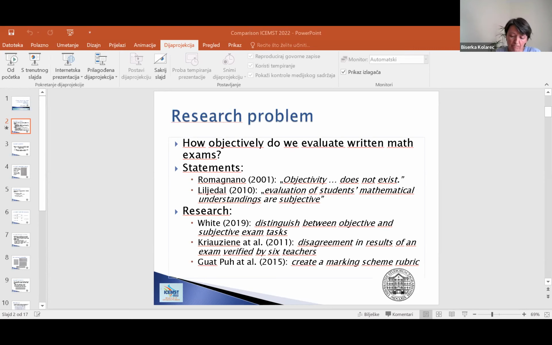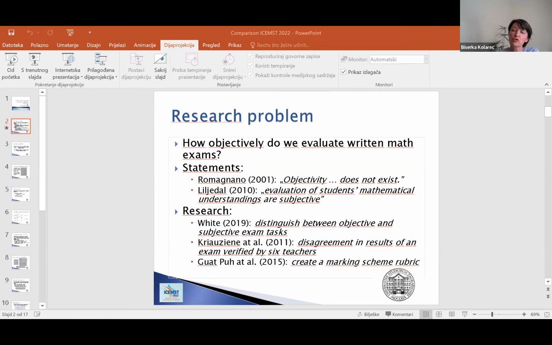So there are many opinions on objectivity, from the ones that say that it doesn't exist, and the others that say that it is hard to achieve and that we will always have somehow subjective exam evaluation. There is very little research on this subject, although we all meet the problem of objective evaluation. There are a few studies given here.